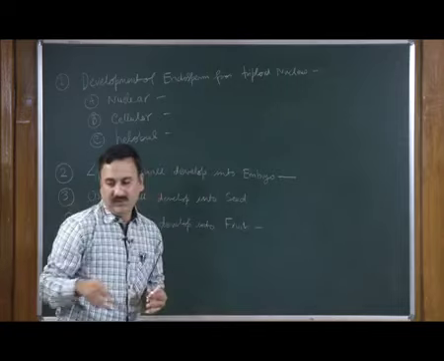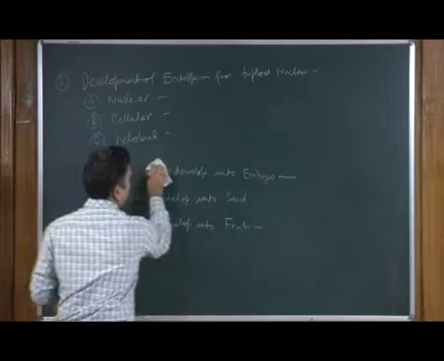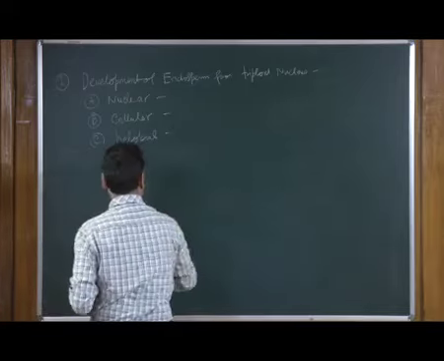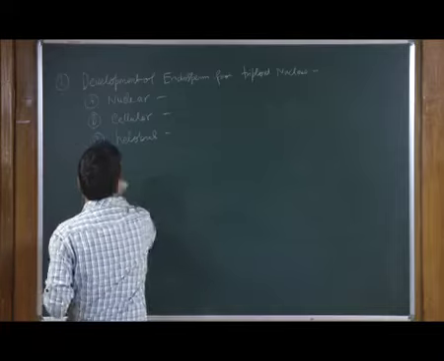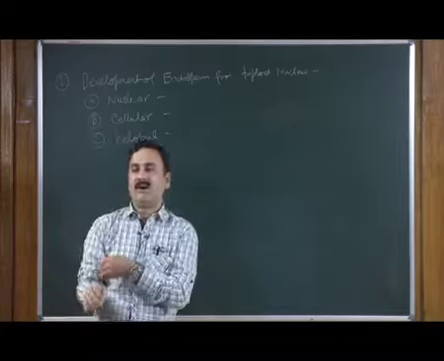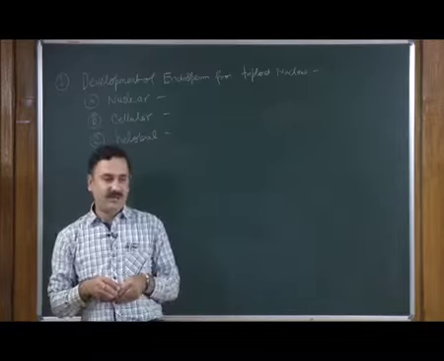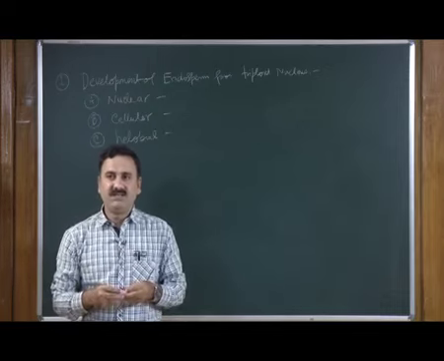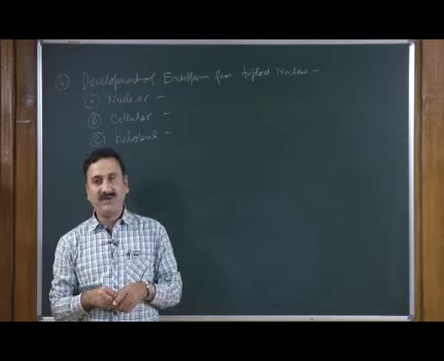So, let us start with the first thing: how the endosperm is developed. The function of the endosperm is always to provide nutrition for the developing embryo, and three different types of developmental stages are possible in the case of endosperm. It could be nuclear, it could be cellular, or it could be helobial. So, let us see how these three different modes of endosperm development take place.